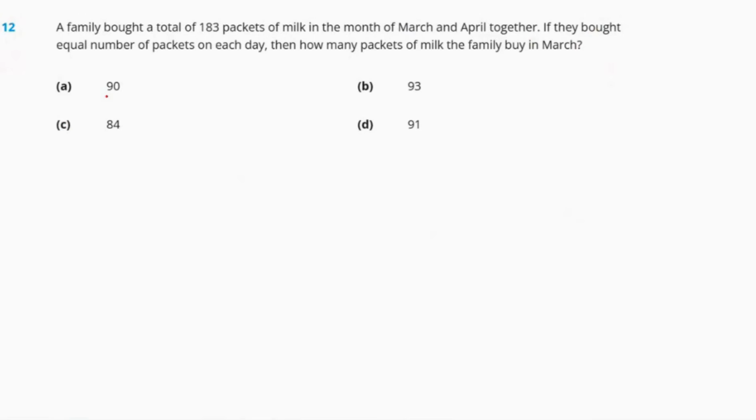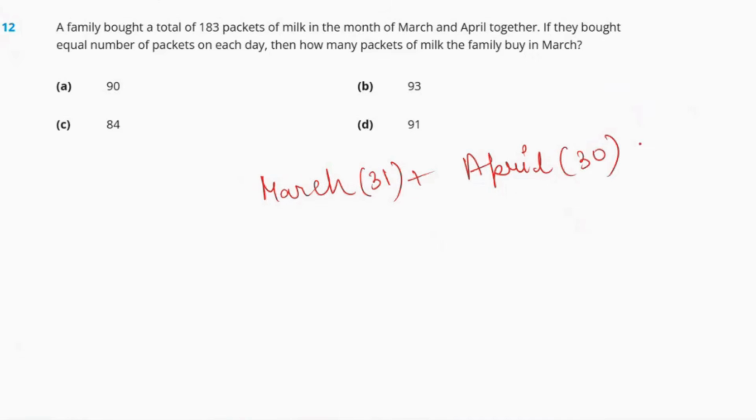Question 12. A family bought a total of 183 packets of milk in the month of March and April together. If they bought equal number of packets on each day, then how many packets of milk did the family buy in March? Okay, so what are the 2 months that we are considering? We are considering the month of March and the month of April, right? Now, how many days are there in the month of March? It is 31 days, and for April, it is 30 days. So, the total number of days here will be 61, right?